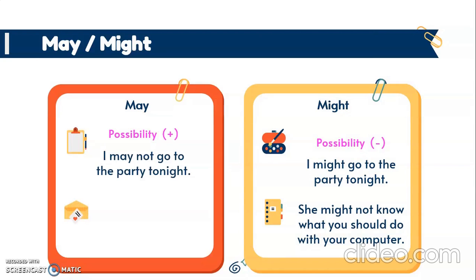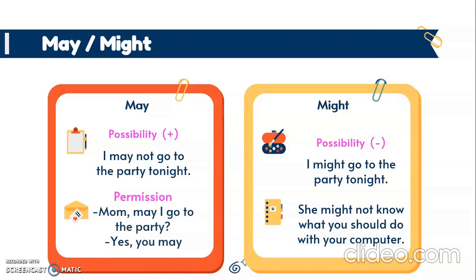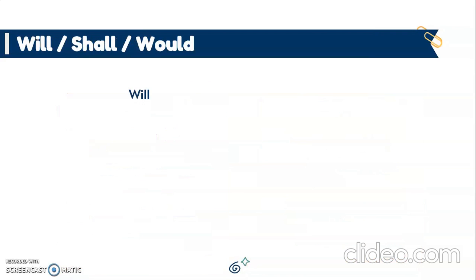Okay, I may not go to the party tonight. And we also use may, as I told you before, to ask for permission. Mom, may I go to the party? Yes, you may.